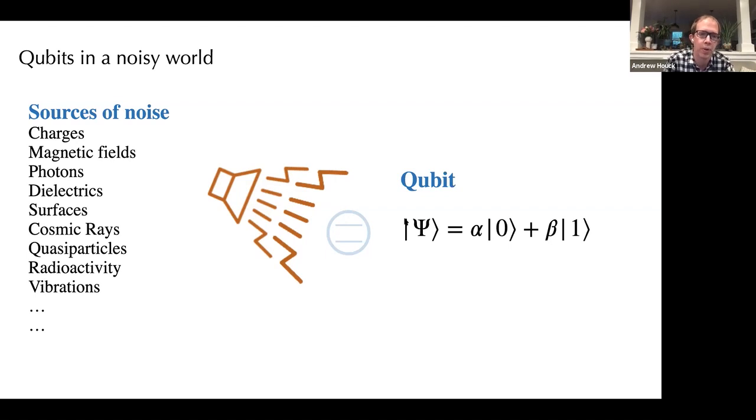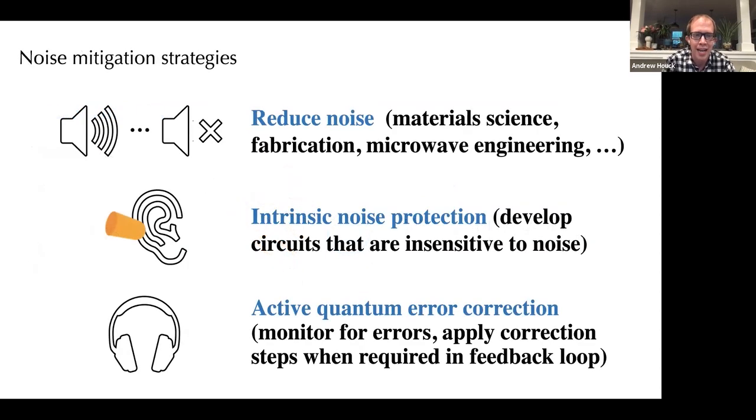So if you want to go about and try and build something that lasts longer and can maintain more complex quantum coherent states, you generally have 3 strategies you can adopt. And I think of these as turn the volume down, put the earplugs in, or wear the noise canceling headphones. So turning the volume down is really about reducing noise. And that means understanding material science, understanding how the properties of materials couple into your system, being able to improve how you build them.